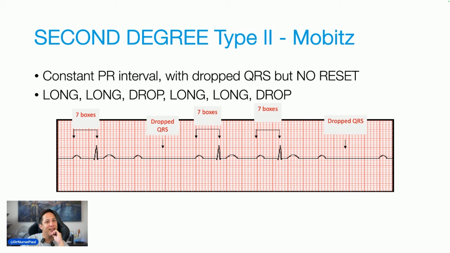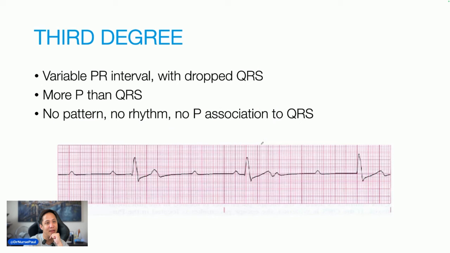All right, third degree. This is the last one. For third degree, guys, there's no pattern at all. It's very chaotic, and this one is actually the easiest to figure out. The most confusing is second degree, because there's type 1 and type 2. But third degree, guys, no pattern at all. You see that?